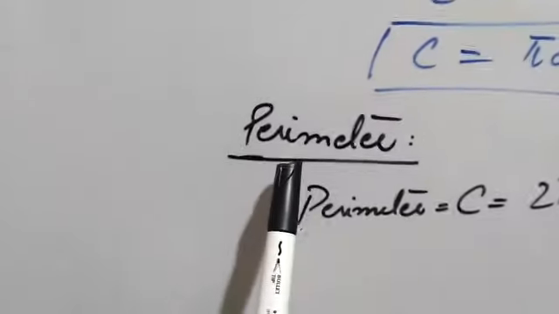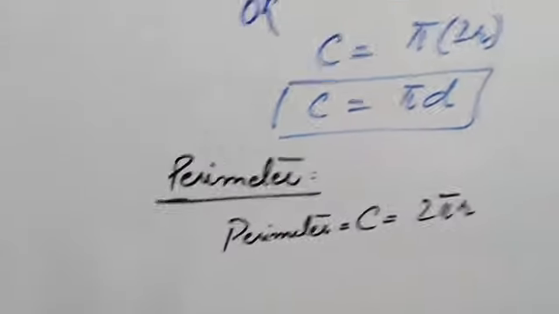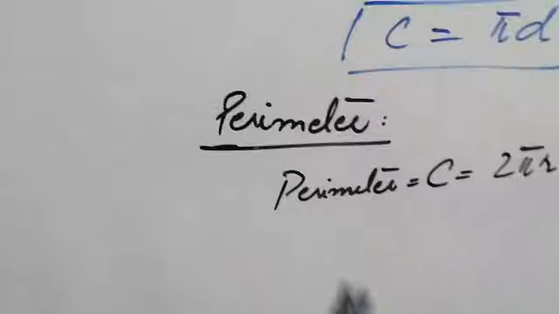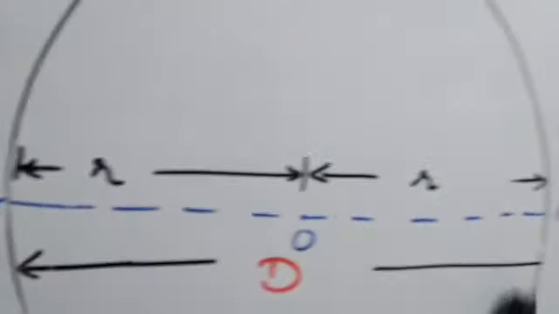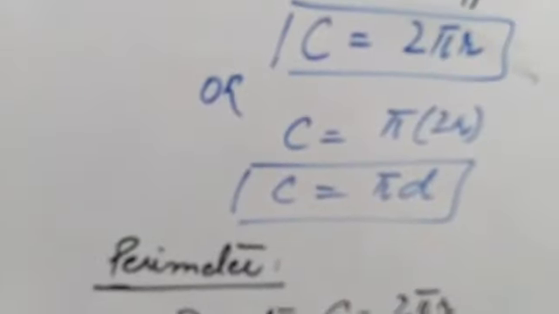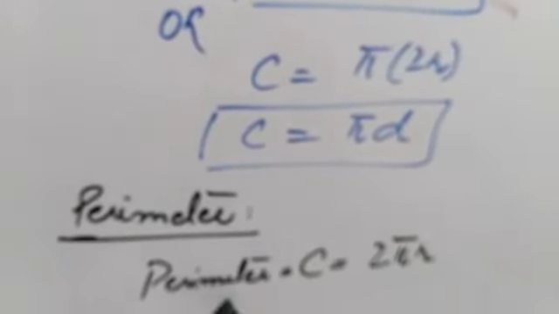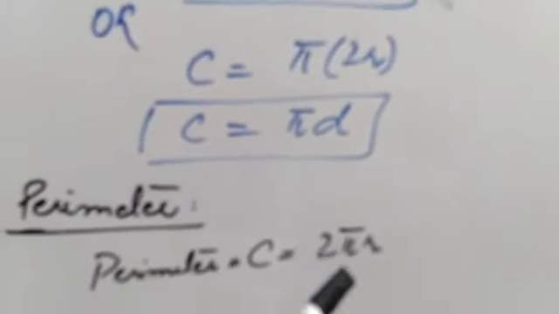Now next, it is the perimeter. What is the definition of the perimeter? Perimeter is the sum of all sides. In a circle, the perimeter is the outer boundary, and the outer boundary is known as the circumference. So the circumference, or perimeter, of the circle is equal to 2 pi r. Now it is a circle.